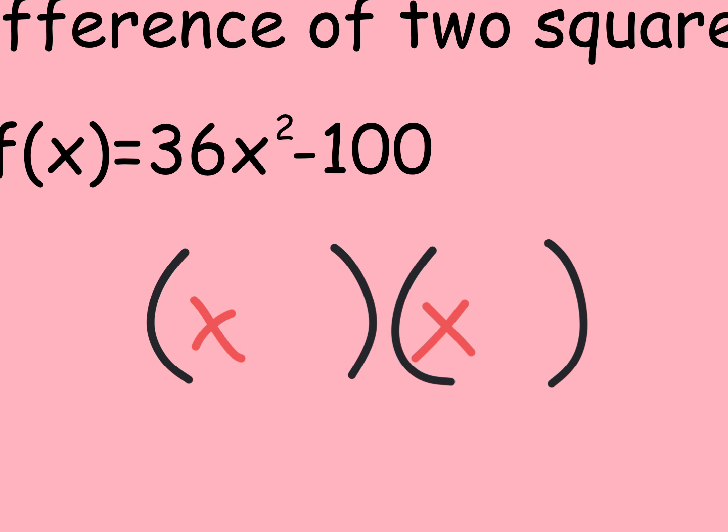4 and 9 would make 36, but there's an easier way. 6 and 6. Now, always when you're doing this kind of problem, this is the kind where you're just figuring out the pattern. You use square roots. See, square root of 36, 6. Square root of 100, 10. So I'm going to use 10s at the end.